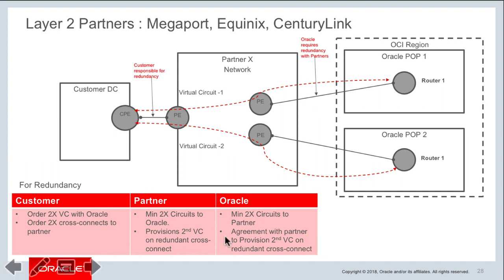So in that case, if you order two virtual circuits, the first virtual circuit is going on one router, and the other circuit is going to the other router on two redundant cross-connect groups.